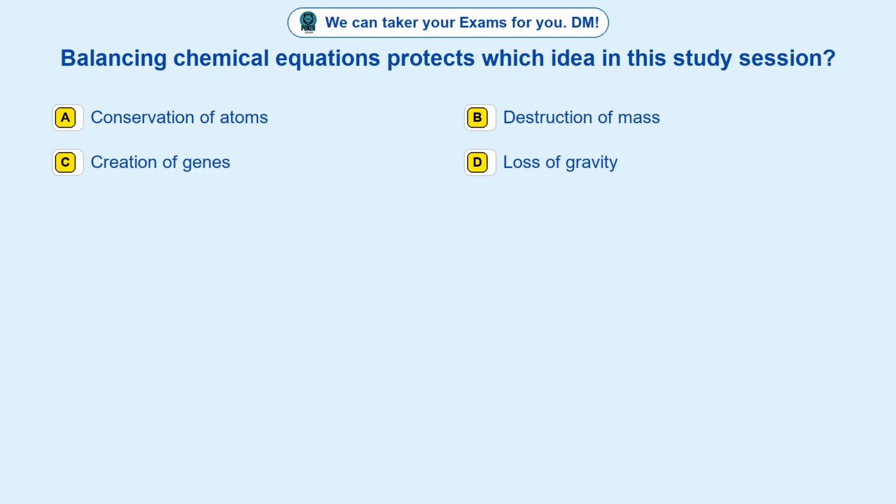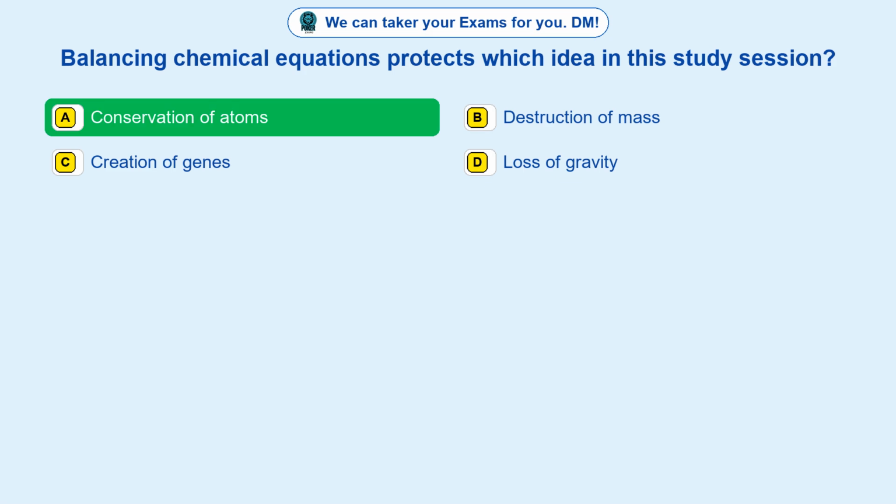Question 39. Balancing chemical equations protects which idea in this study session? Option A, conservation of atoms. Option B, destruction of mass. Option C, creation of genes. Option D, loss of gravity.